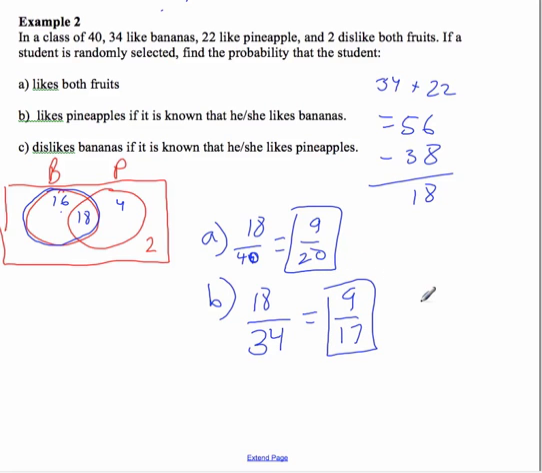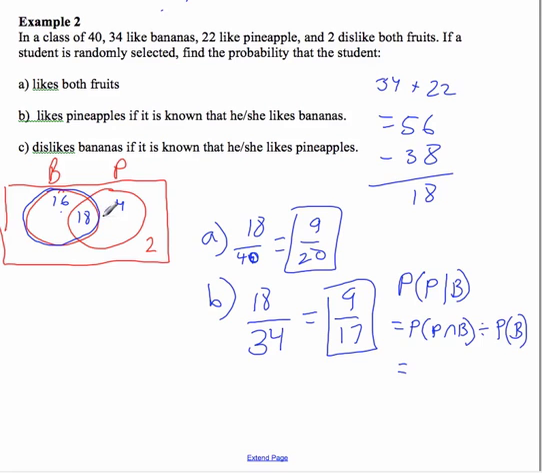I can divide them both by 2 and get 9 out of 17 is the probability. Okay, using the formula, the probability that this person likes pineapples given that they already like bananas is the probability of pineapples and bananas divided by the probability that the person likes bananas. Let's see if we get the same number, 9 out of 17.